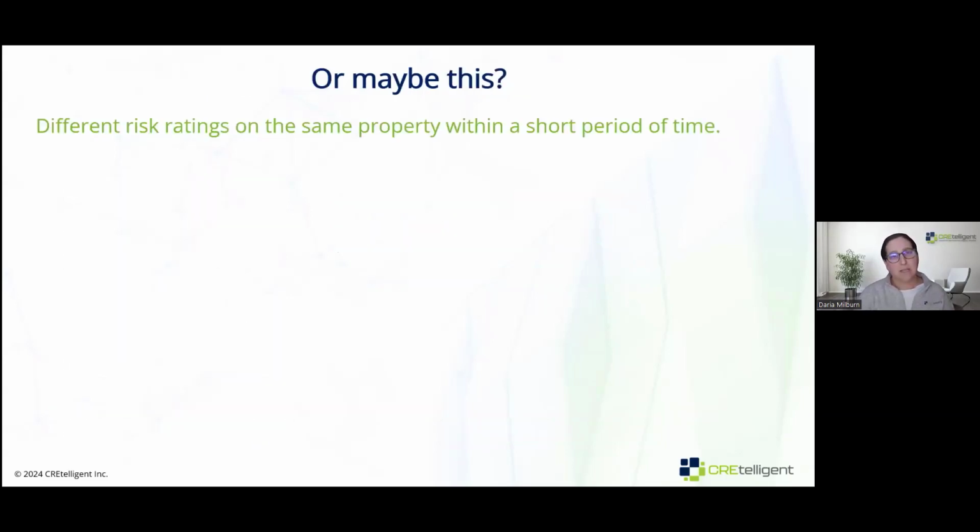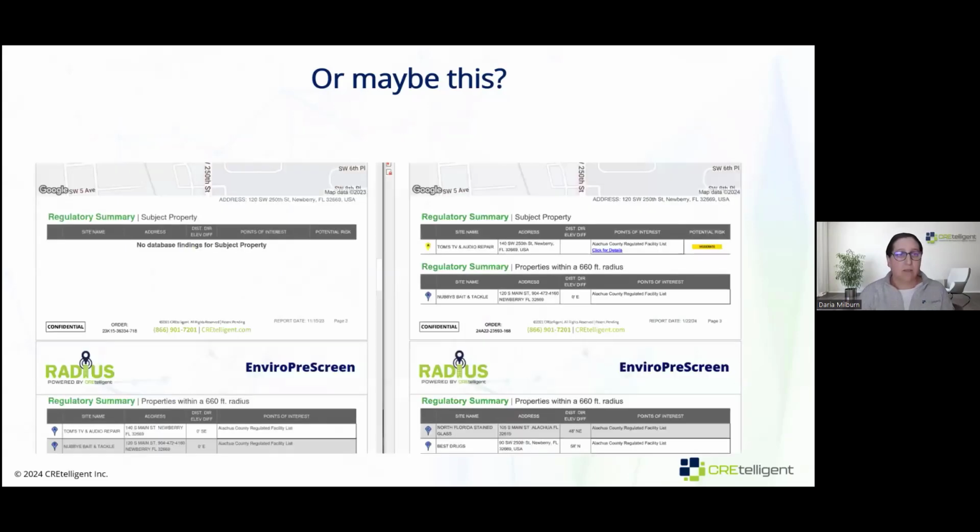Or maybe you've had something like this happen, where you've had different risk ratings on the same property within a short period of time. I'm going to use an example of a recent report of one that was run just a few months after the previous, I think maybe within 3 months. So the property on the left came back initially with no listings. The property on the right had listings. But if you look, the listing actually was previously identified in a nearby property. So that would make you question, well, what the heck is going on?